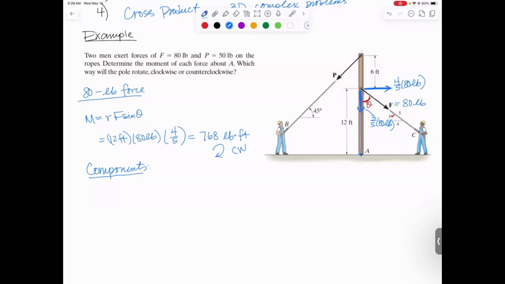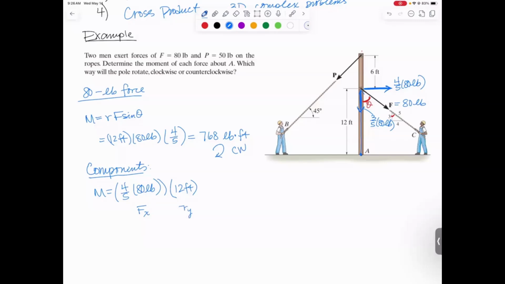Now to figure out the moment that force causes about point A, I already know the perpendicular distance of each of those force components from point A. I will end up with 4/5 times 80 pounds, that's the x component, times a y distance, and it should be a perpendicular distance. Well, the perpendicular distance is just 12 feet. So this is like your Fx times your Ry.